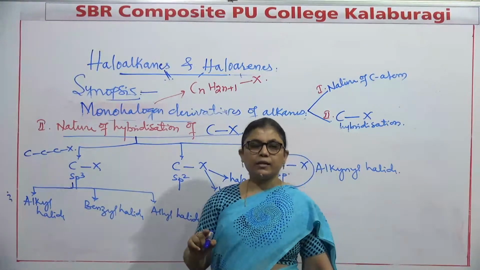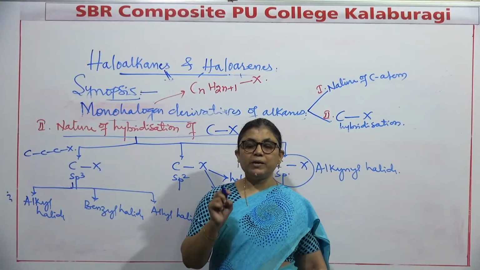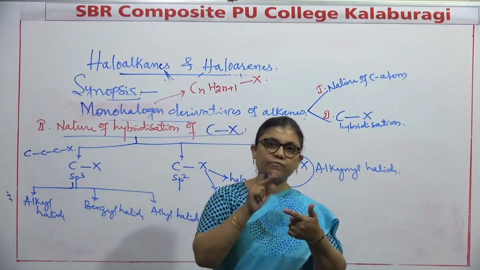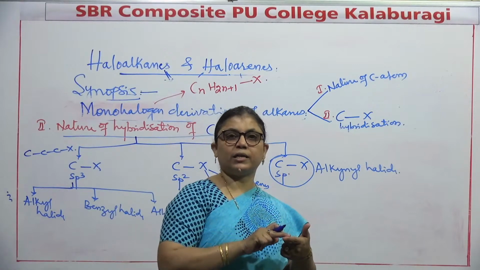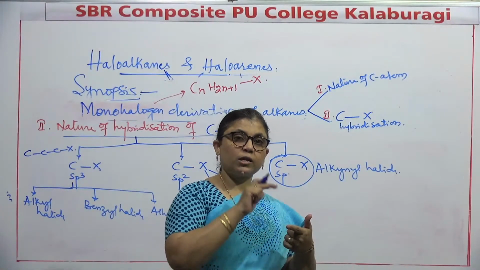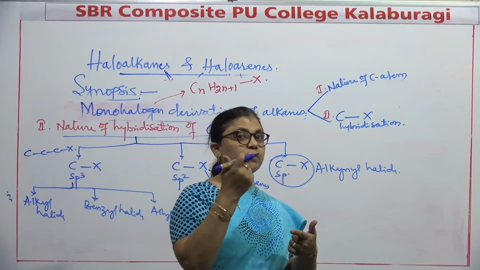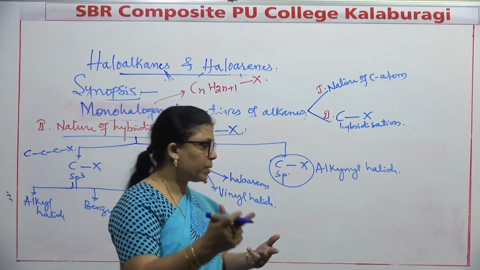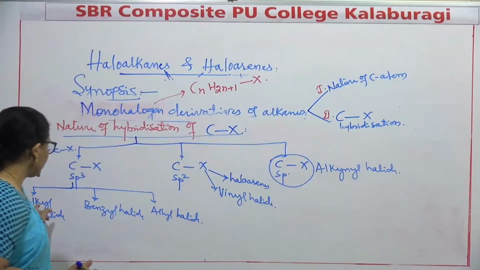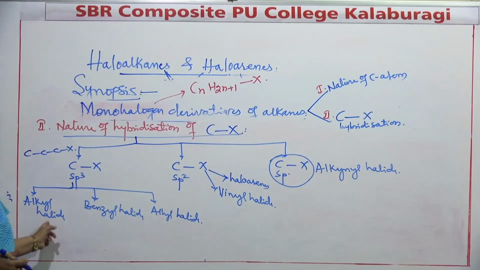As I said earlier, alkyl halide, the alkyl name is derived from alkane. One of the hydrogen atoms of alkane is replaced by a halide group. Those are called as what? Alkyl halide. These are common haloalkane.